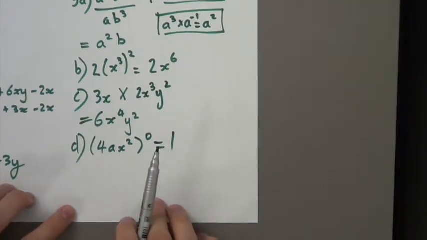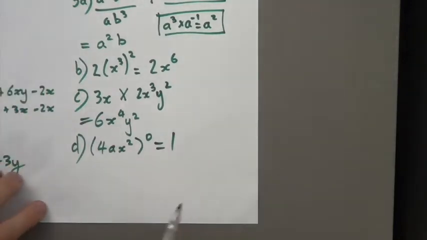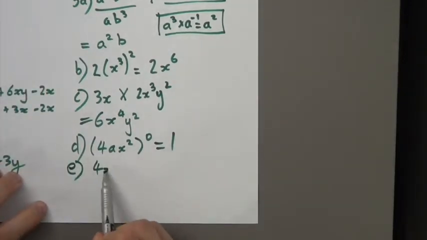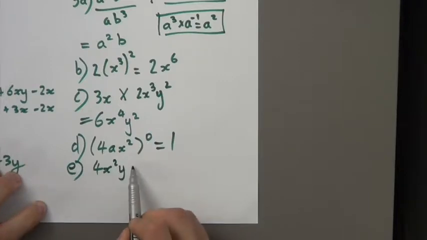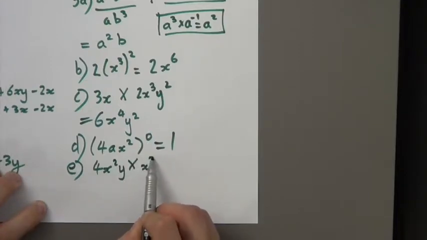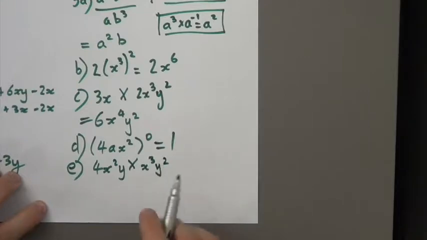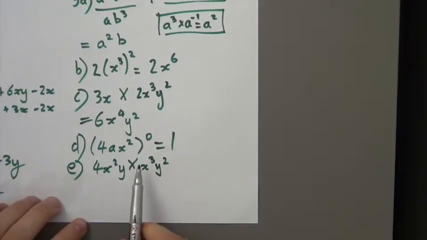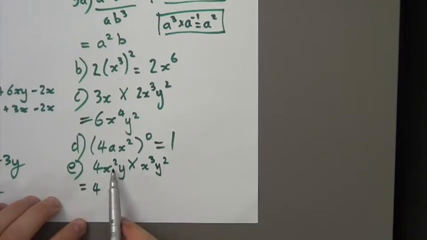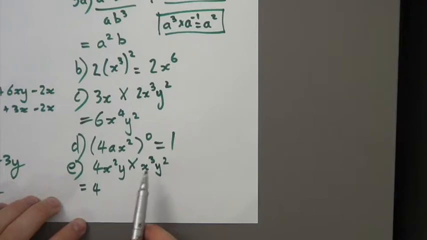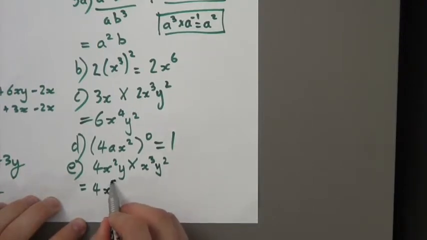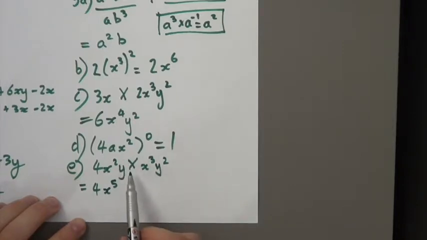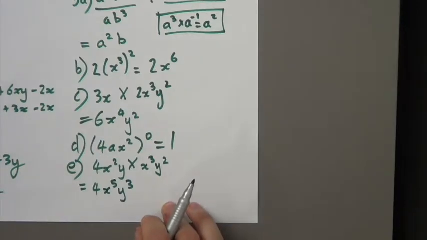Okay? Right, that's that question. Now E. It says 4x squared y times x cubed y squared. Remember there's an invisible 1 here. So 4 times 1 gives us 4, x squared times x cubed, we add the indices, it's x to the power of 5. Again, y has an invisible 1, so 1 times y squared. Add the indices together, 1 plus 2 gives me 3. That's the answer there.